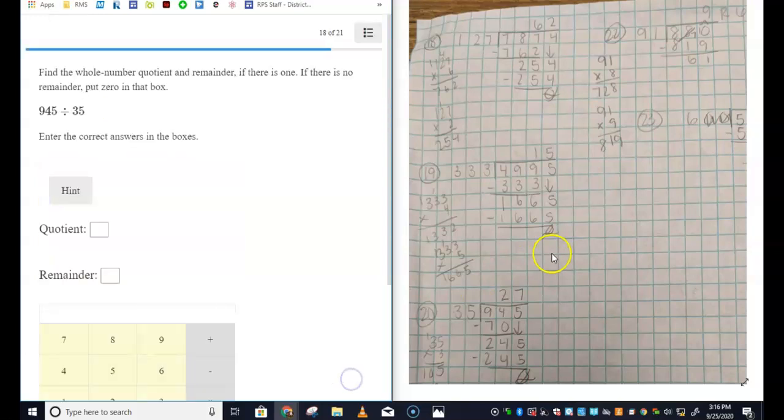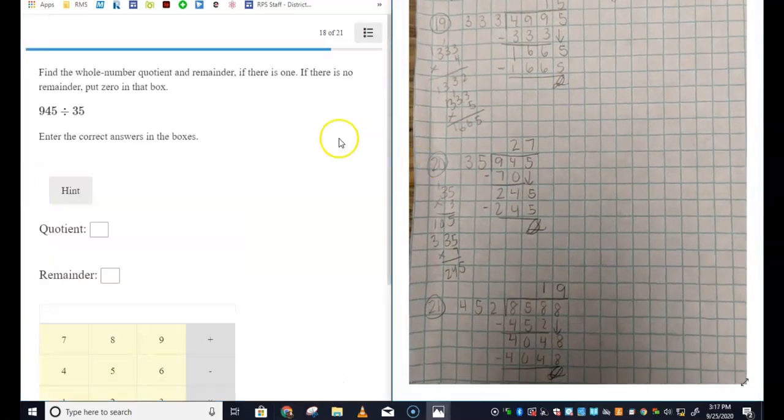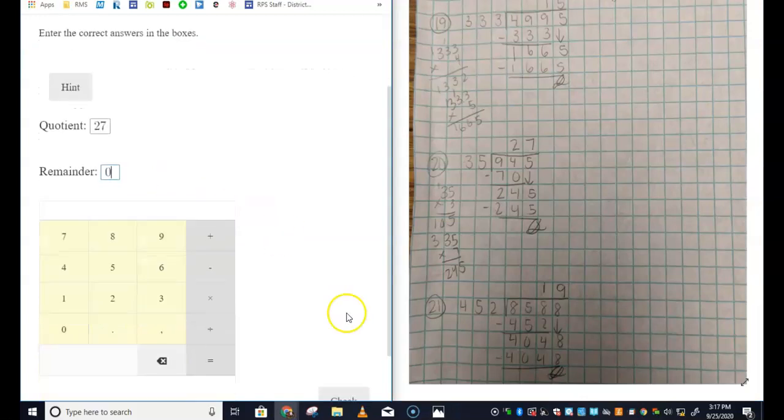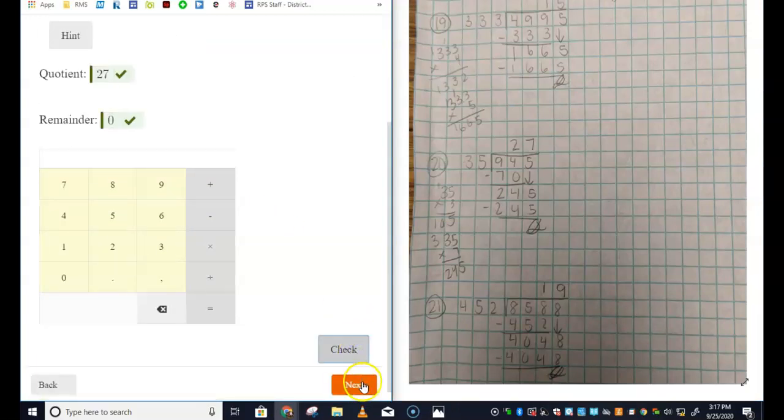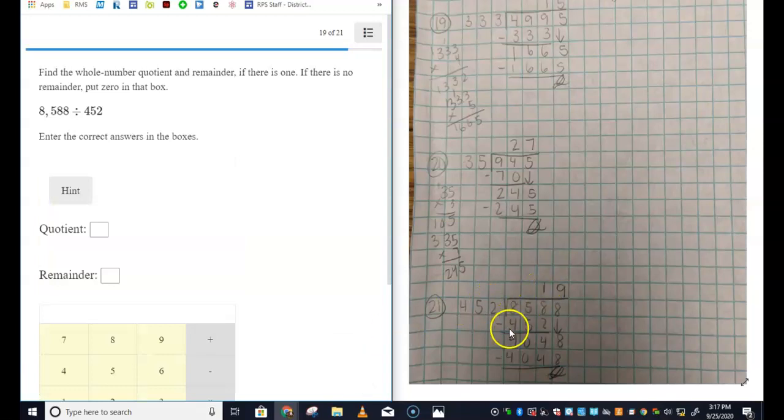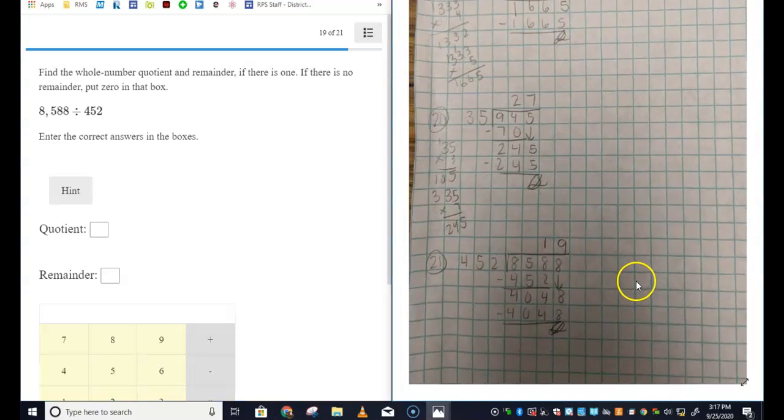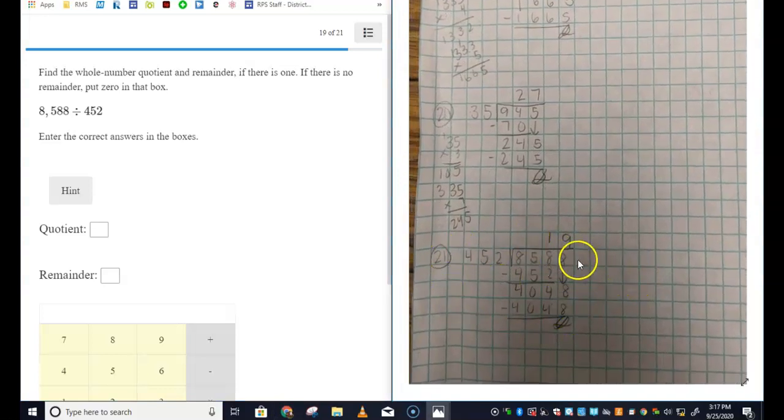Remember, you can always pause this if you need to. Okay, the next one, we have 945 divided by 35, and I got 27. Okay, next one, 8,588 divided by 452. I have all my work shown right here for you. And I got an answer of 19, and there's no remainder.